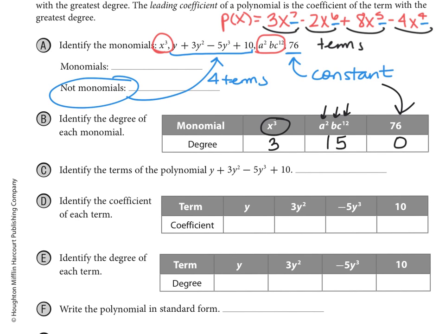All right, identify the terms of the polynomial. That's really easy. There's 4 different terms. So you don't even really have to write anything there, unless you had already written it above that it's 4 terms. Identify the coefficient. Coefficient is the number in the front. So the coefficient on y, if we put a number there, would just be 1. 3y squared, that's a 3. Negative 5. And here the coefficient is 10, that's just the number itself.